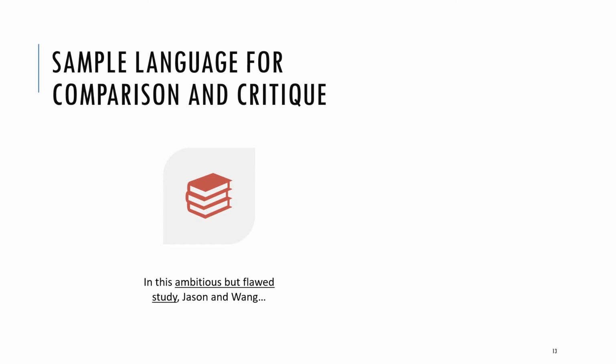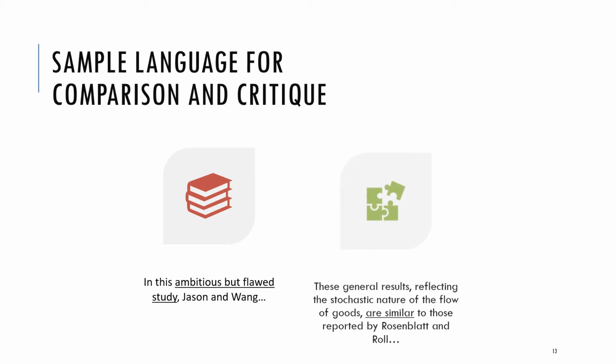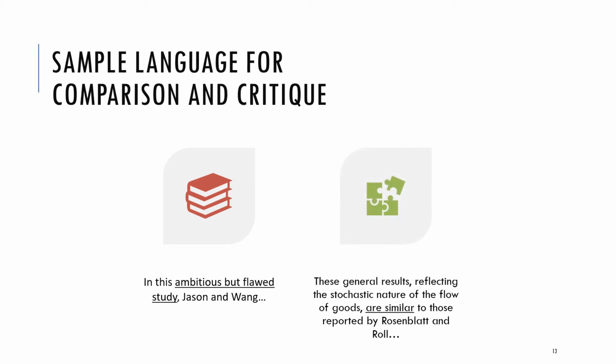Sample language for comparison and critique. Here are some phrases. In the ambitious but flawed study by Jason and Wang, or whatever names you are criticizing, you're giving the ambitious, you're describing, and then you say it's flawed, it's not correct. So this is higher level. We can also say that these general results, reflecting the stochastic nature of the flow of goods, are similar to those reported. So we're comparing here two different references. These are just some samples.